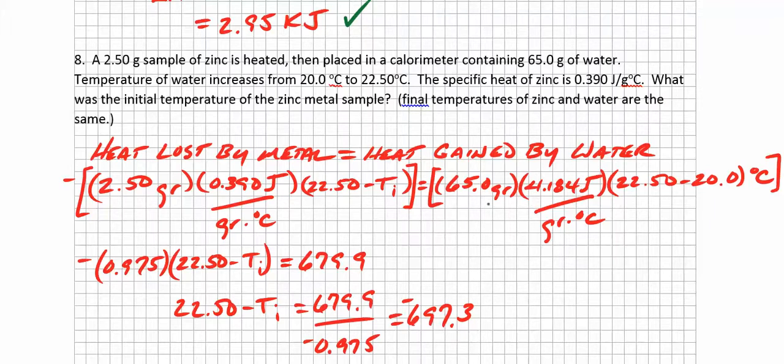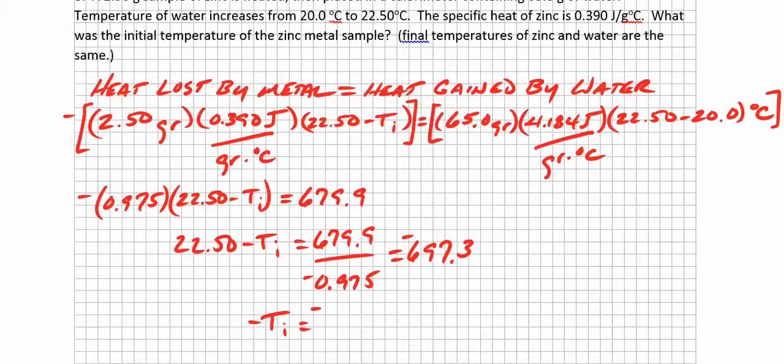The heat gained by the water: it's 65 grams of water, specific heat of water 4.184 joules per gram per degree Celsius. And here's what happened to the temperature. The final temperature, again, was 22.50, but the initial temperature was 20 degrees. When I subtract those, I get a positive number. So now I'm just going to do a little bit of simple algebra.